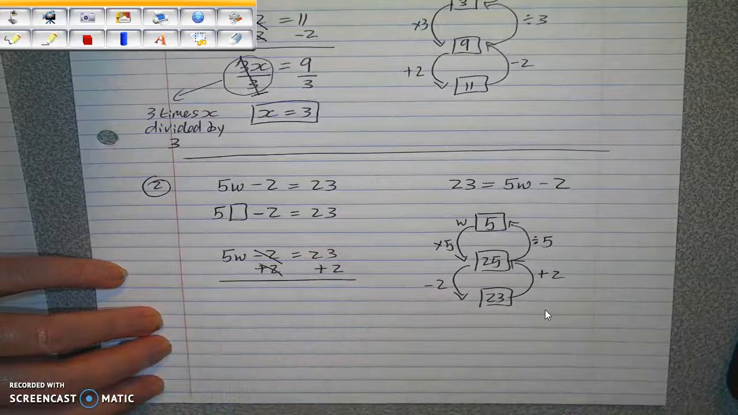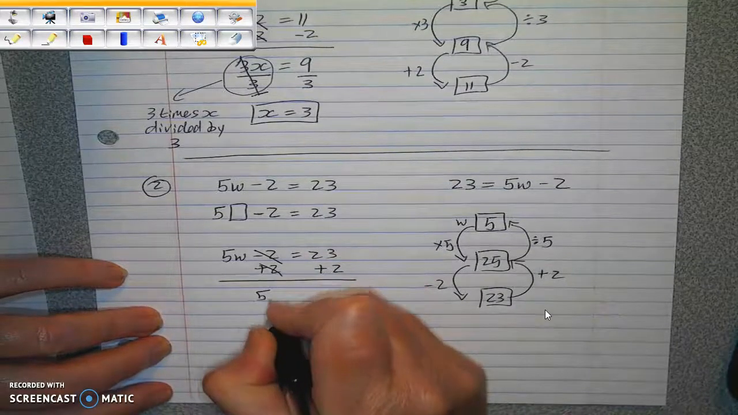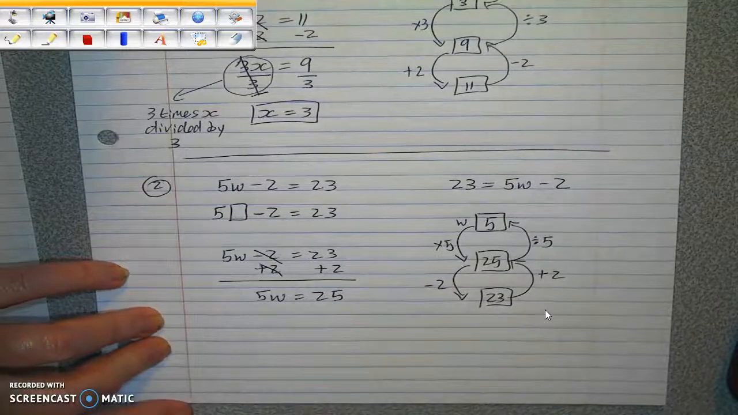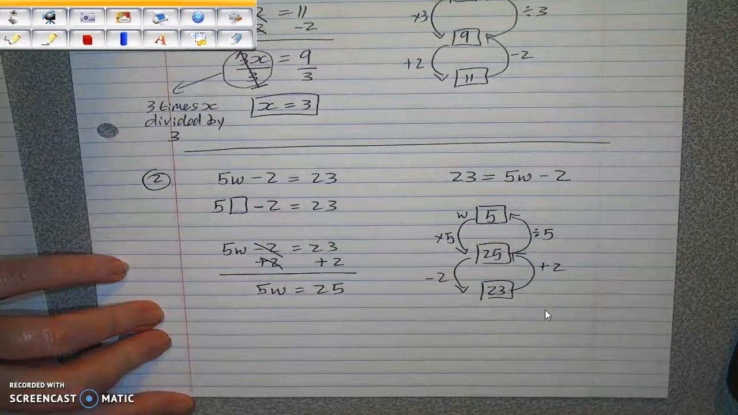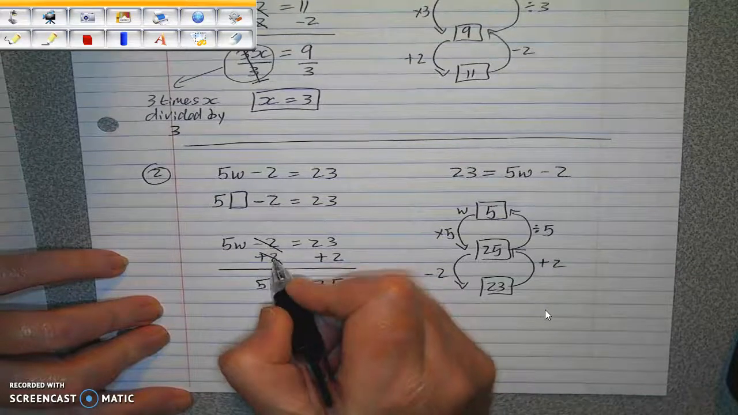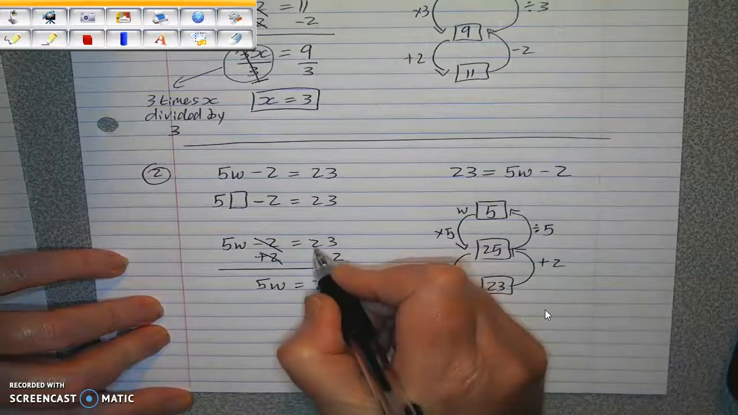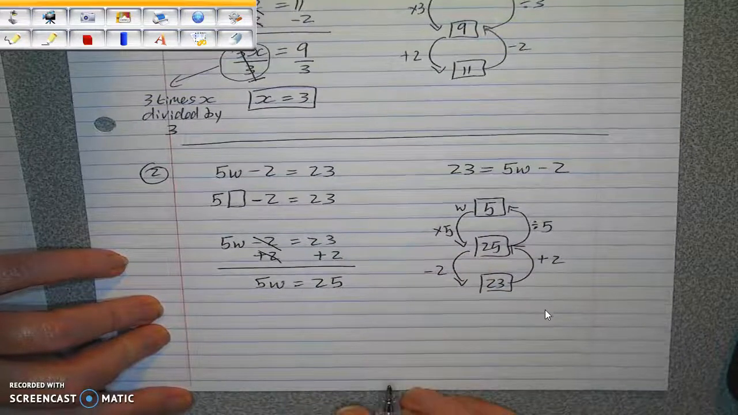You're going to add 2 to both sides. So 5W equals 25. And that's adding the 2 to both sides. Minus 2 plus 2 makes a 0, so you've got a 0 there. And then you're adding the 2 over here. 23 plus 2 is 25.